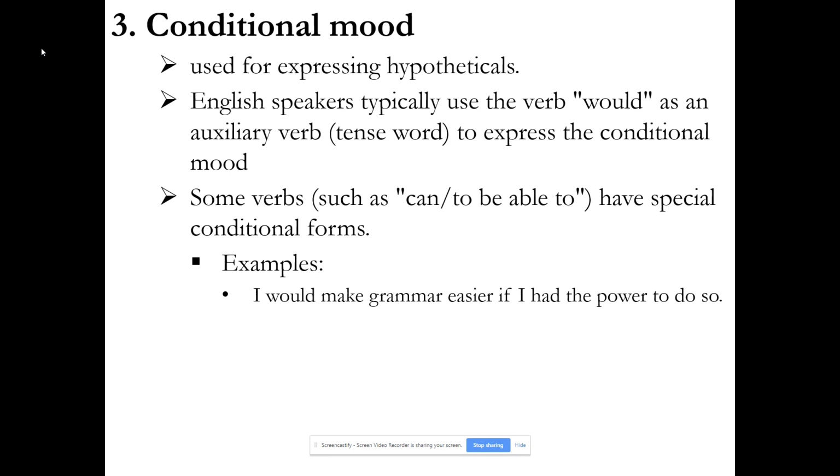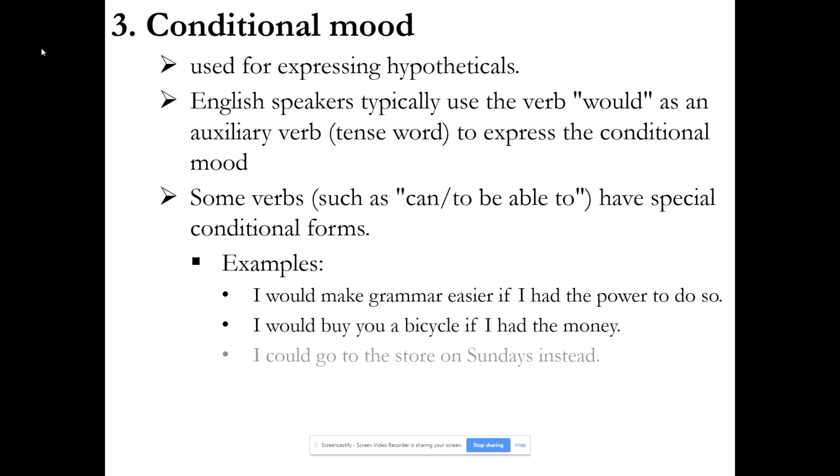Some examples. I would make grammar easier if, on this condition, I had the power to do so. Right? I would buy you a bicycle if I had the money. I could go to the store on Sundays instead. Right? Could is this special form of the conditional, indicating the conditional mood with the verb can or to be able to. Right? I should do my homework.